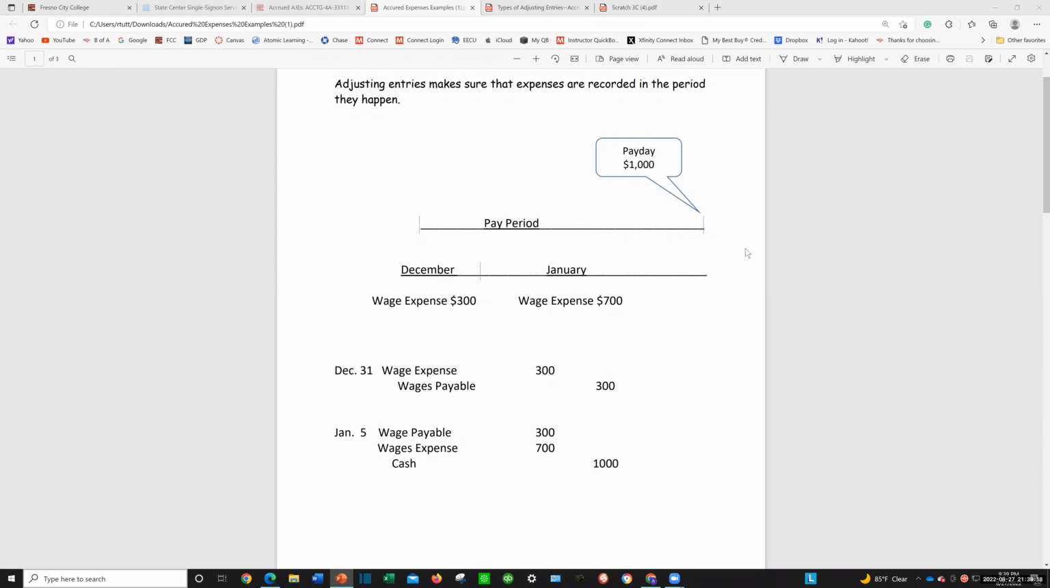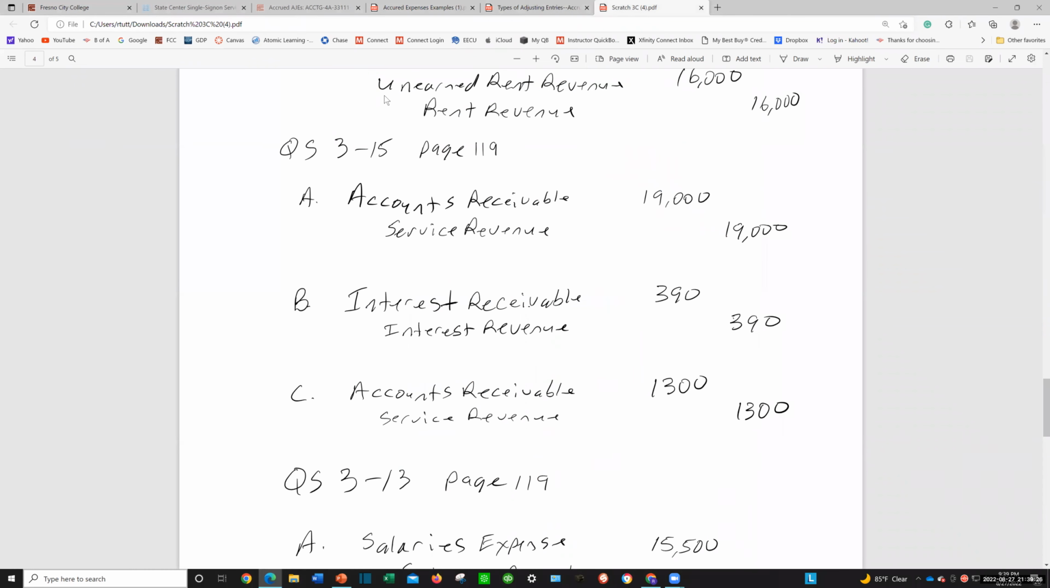Oh, you know what? Let's do this. I'm going to do Quick Study 3-15. So I'm right here. Let's do this. There it is. Don't worry about this, I just can't get rid of it. Ours starts here. Quick Study 3-15 on page 119. Let's go see what it looks like.